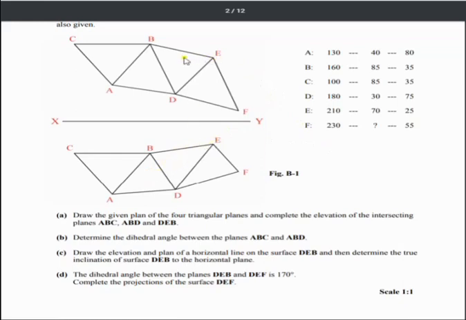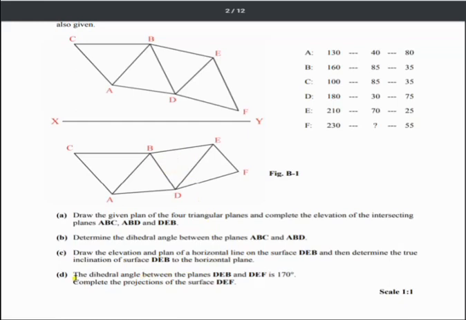If a line is horizontal in elevation, it's going to be a true length in plan. If we look along that true length and it's on this surface, we're going to see this surface as an edge view, and that edge view will give us what angle this plane is to the ground. So that's all they're asking in this question. It's actually telling us how to do it in the actual question here.